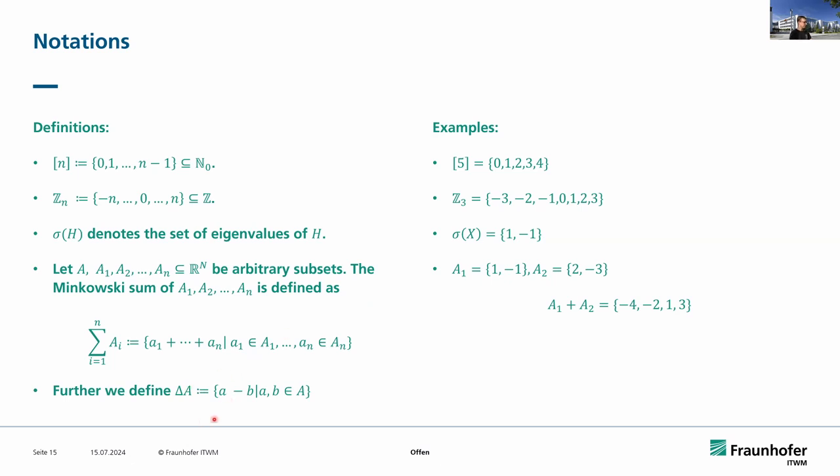And last but not least, we define the difference set of A, which is just all possible differences of elements in the set A. So for example, if your set A is the numbers 1, 3, and 5, 3 minus 1 is 2, 5 minus 1 is 4, 5 minus 3 is 2, 1 minus 1 is 0. And a crucial property by definition is that it's symmetric around 0. That means if a number, like for example 4, is in the difference set, then also the negative number, minus 4, is in the set. So it's enough to compute the positive differences, and the negative ones follow directly from this property.